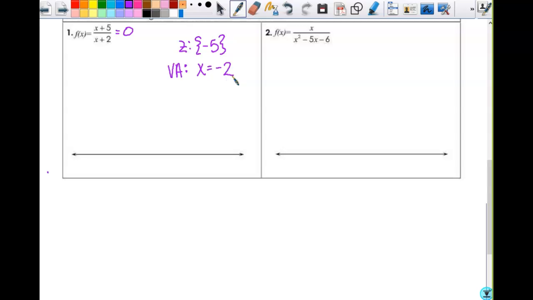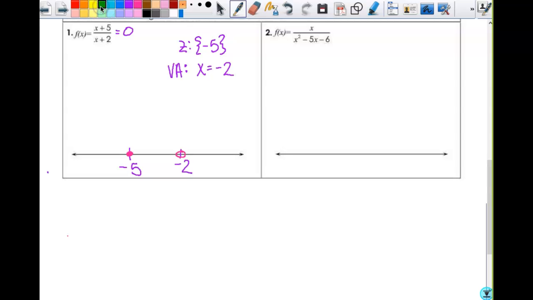Instead of just putting the zeros on my number line for my sign chart, I put the zeros and the vertical asymptotes. So I'm going to have a -5, and I'm going to have a -2. The -5 is 0. This is not an inequality, so it gets a closed circle. -2 is an asymptote, so it gets an open circle.